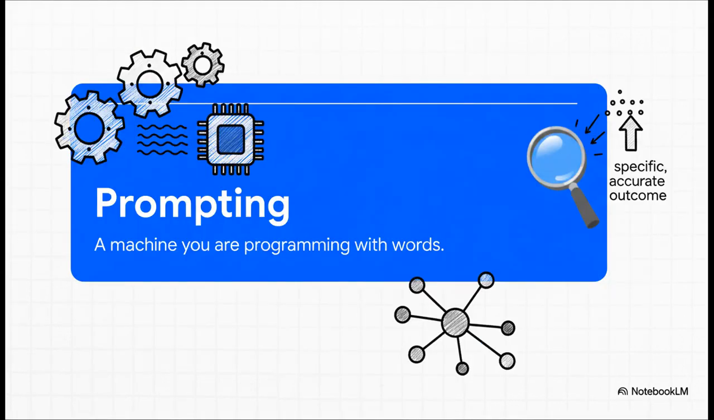And this lines up perfectly with how MIT talks about it. They say to think of prompting as programming a machine with words. So you're not just typing into a search box, you're literally programming. Your words are the code. Every single word you choose pushes the AI toward a more specific, more accurate result.